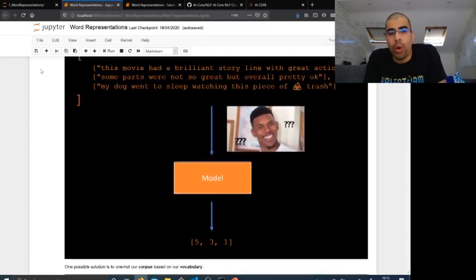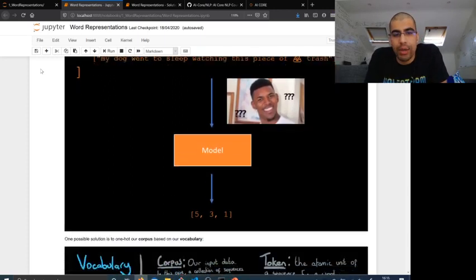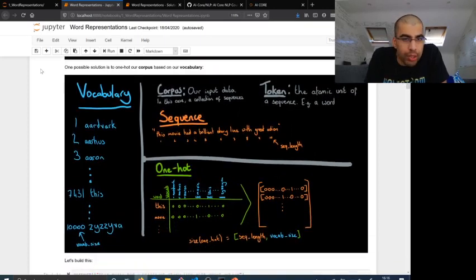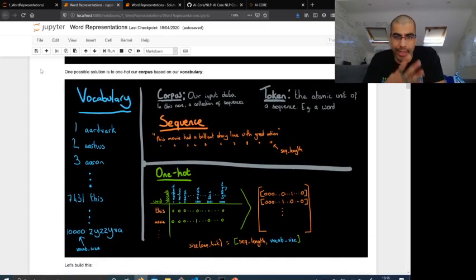Okay, one possible solution is to one-hot our corpus based on our vocabulary. There are 4 terms that you're going to learn here, and understanding these 4 terms is critical to understanding the rest of the lecture. So it's really important that you understand these simple terms: a vocabulary, a corpus, a token, and a sequence.